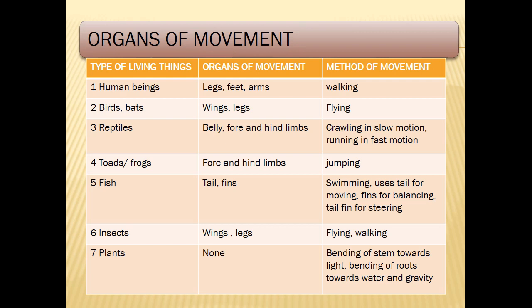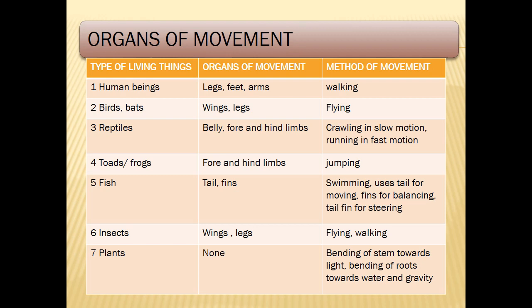Then the method of movement is crawling in slow motion. Running in fast motion. So they can crawl in slow motion. They can run in fast motion. Number 4, toads/frogs. Organs of movement, fore and hind limbs. And the method of movement is jumping.